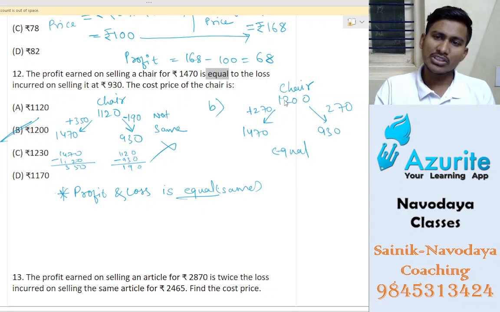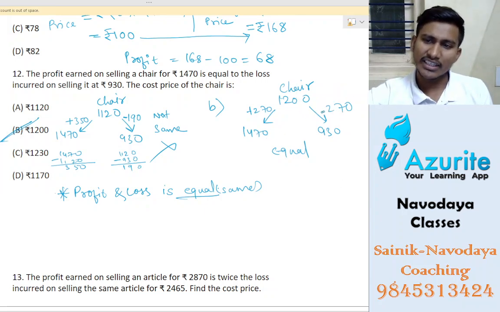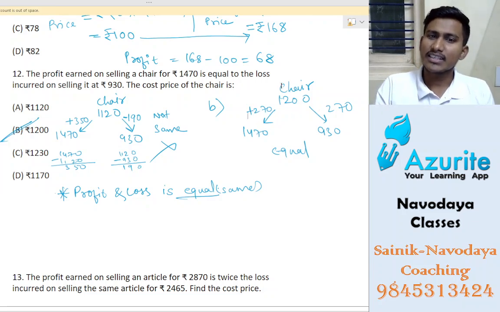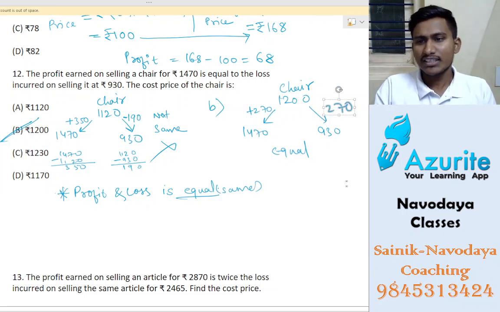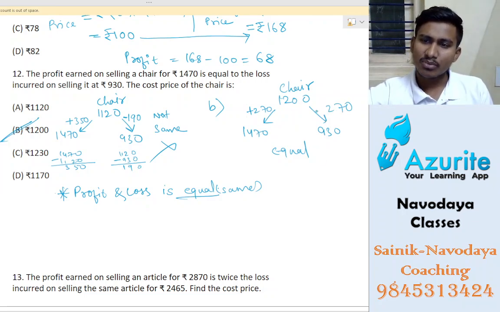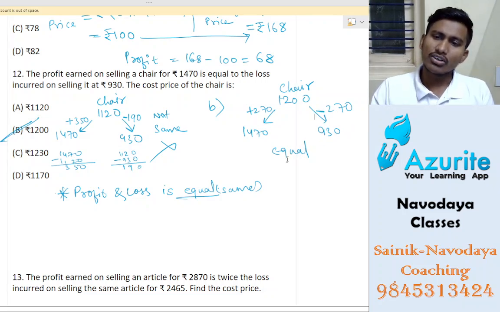If you go with option B, 1200 rupees is the chair. 1470 rupees selling means how much profit? 270 rupees profit. And how much is the loss when it is sold for 930? 270 is the loss. So both are same. Loss and profit are same. That is why equal. So that is the answer, option B.